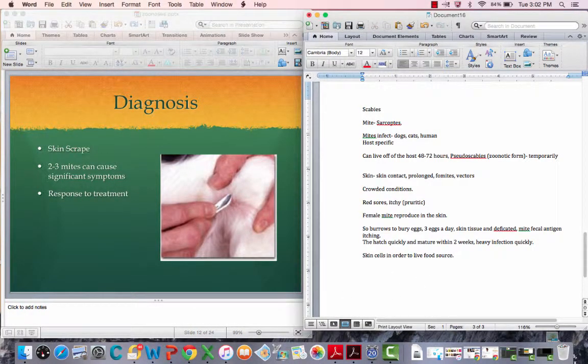It's relatively easy to diagnose scabies. Actually, it's done with what's called a skin scrape, and this is a small sample of skin that's acquired with a blade. There's a good picture of it on this slide. And you simply look for the mites under the microscope. It's believed that as few as 3 mites can cause severe itching. The disease is also very easy to treat.